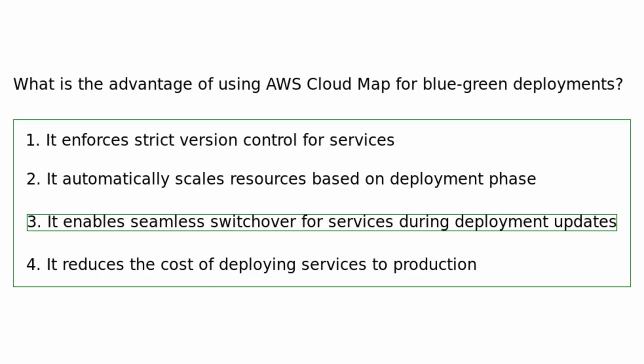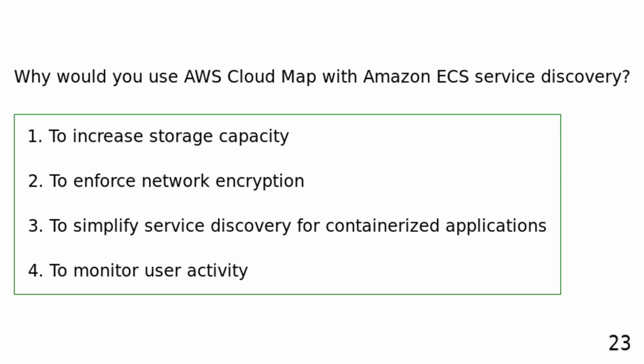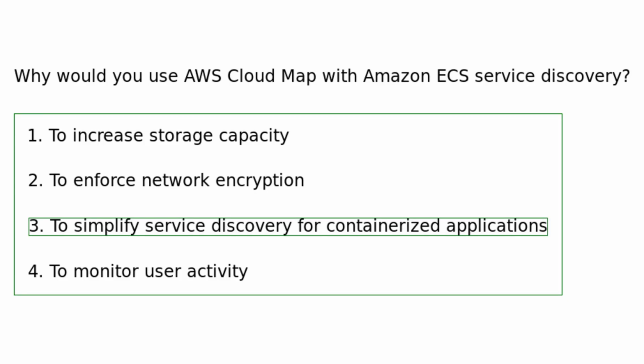service updates. Why would you use AWS Cloud Map with Amazon ECS Service Discovery? To increase storage capacity. To enforce network encryption. To simplify service discovery for containerized applications. To monitor user activity. Using AWS Cloud Map with Amazon ECS Service Discovery simplifies the process of service discovery for containerized applications, allowing ECS tasks to easily find and connect to services within the network.